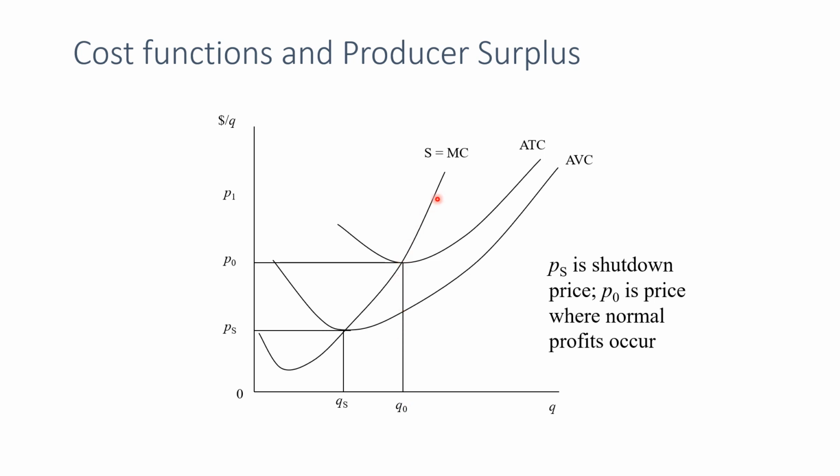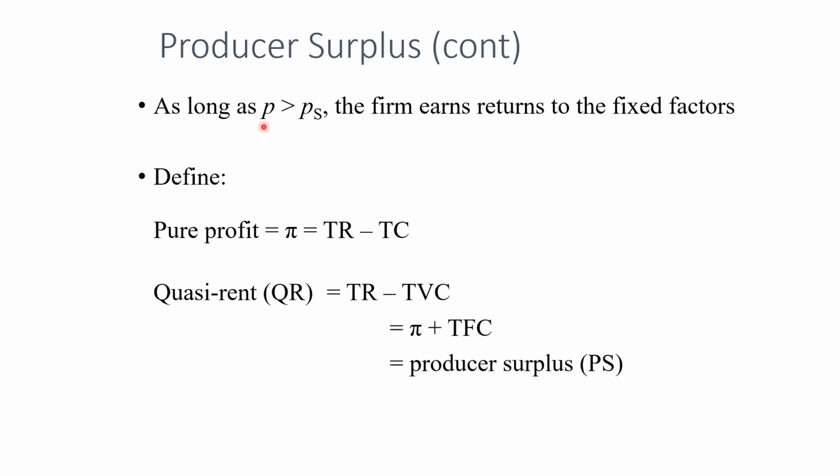All right, and the marginal cost could be considered the supply function, and we'll get into that a little bit more later. But the point is, if the price is P1, then this whole area above the marginal cost curve, above the supply curve, down to this cost curve here becomes a pure profit. At P0, however, there is no pure profit, but there is built into these cost functions normal profit. So again, let me point out that as long as price is greater than the shutdown price, the firm earns returns to the fixed factors of production.